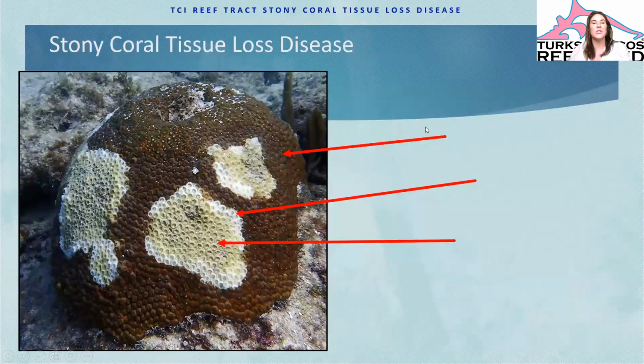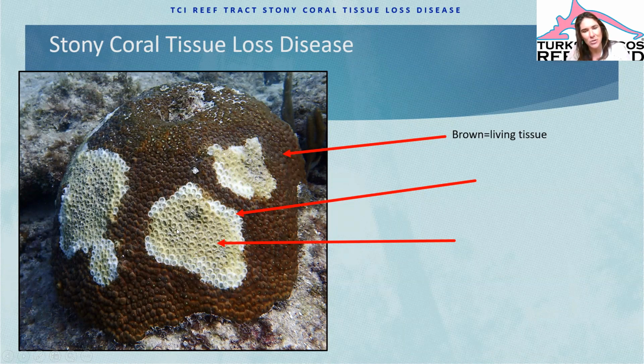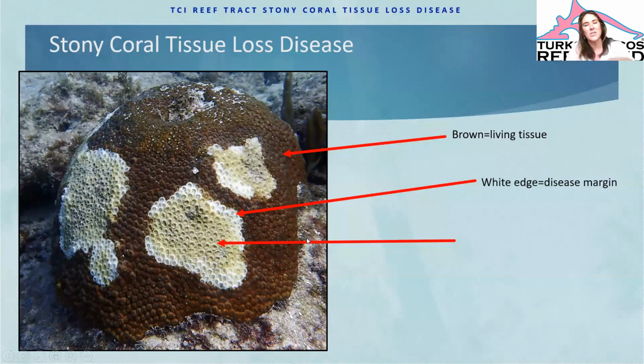So stony coral tissue loss disease. Let's have a little look at this coral here. Here we have our top arrow pointing to this thick brown tissue. This is healthy living tissue of a Monastrea cavernosa. And then we have our other sections here. We have this intersection, the bottom arrow down here, and then we have this margin here that's bright white. So the white edge is your disease margin.